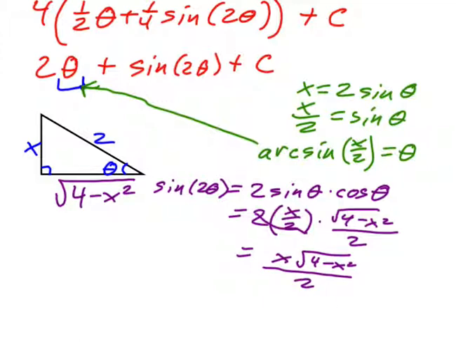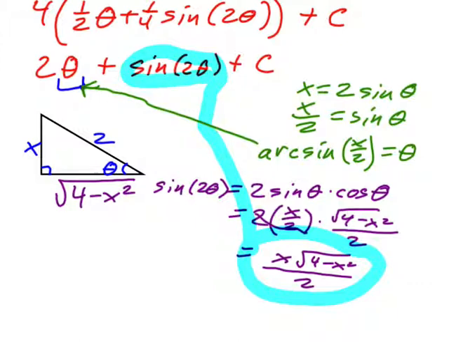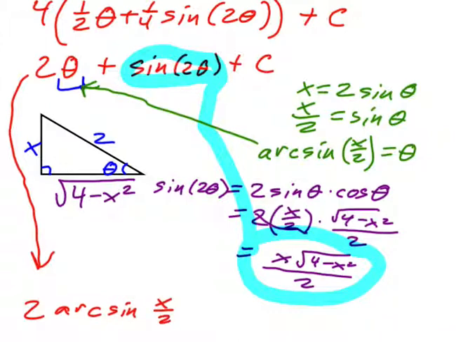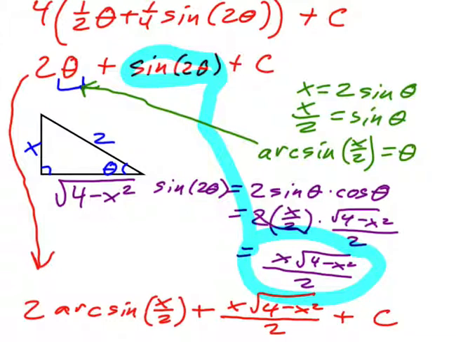So what we've done here is this piece goes in for our sine of 2 theta now. So our final answer, as crazy as this is getting, we have our 2 times the theta, which we said we had to actually put in the arc sine. So it's 2 times the arc sine of x over 2, plus our sine of 2 theta, which we have now, x times the square root of 4 minus x squared over 2, plus c. Not pretty, but it works.